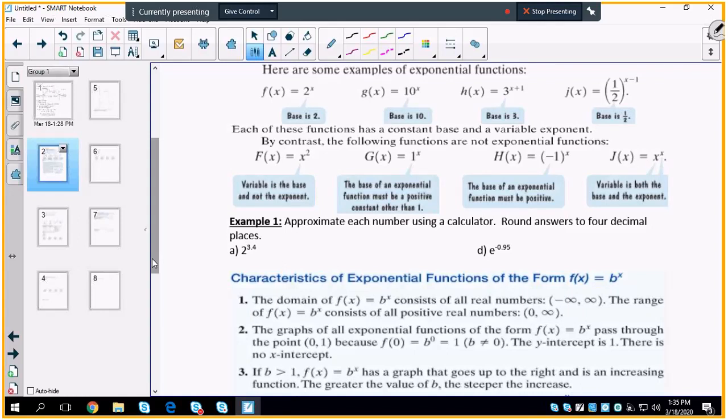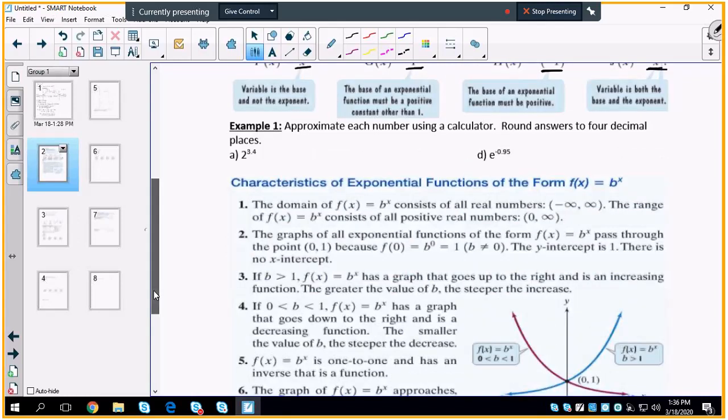Whereas, if you think of f(x) equal to x squared, the base is variable, not a constant, so it is not an exponential function. 1 to the power x, the base is 1, so it cannot be exponential. The base cannot be negative, so negative 1 to the power x is not exponential. Even x to the power x, as the base is not constant, is not an exponential function.